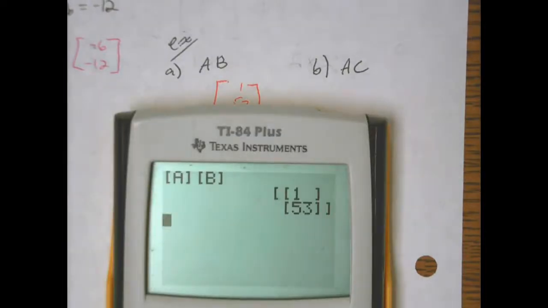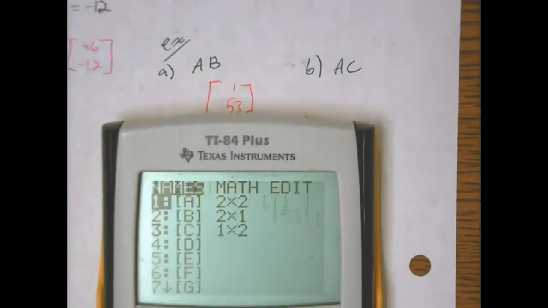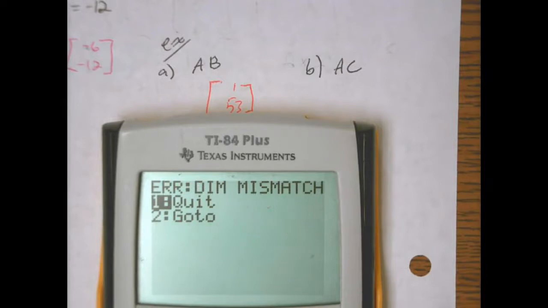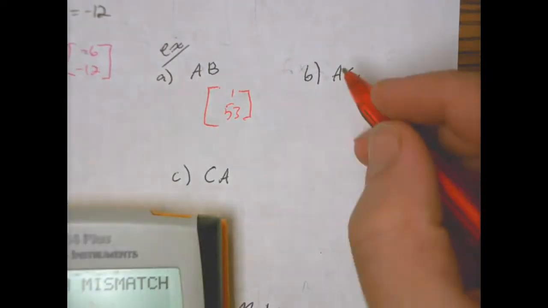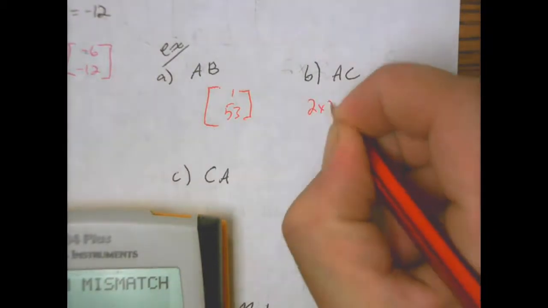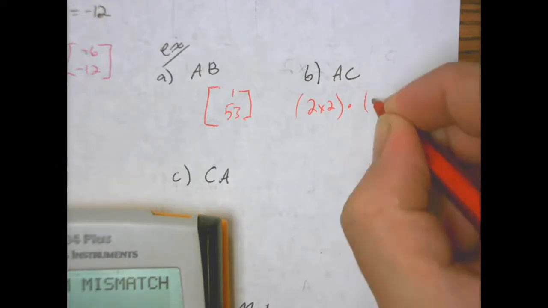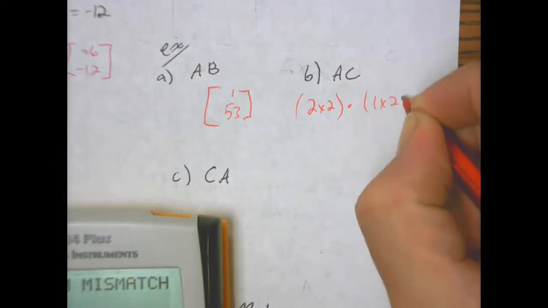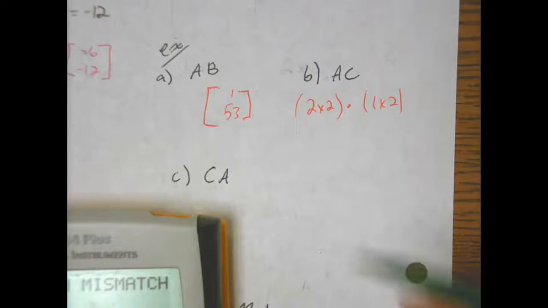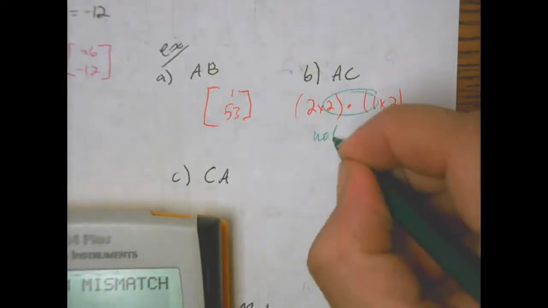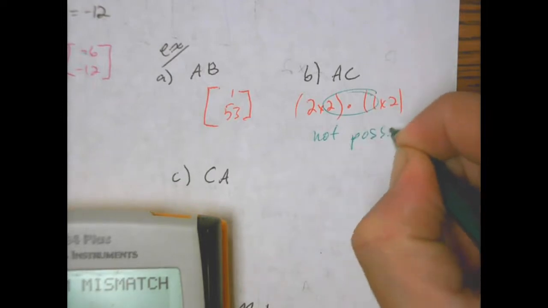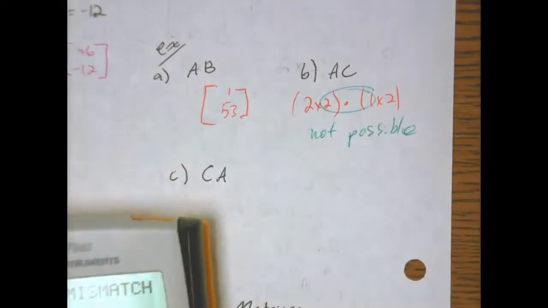It's just your calculator's way of saying that this is a matrix. All right, so again, AC, if we have matrix A, we have matrix C, dim mismatch. So all that means is that matrix A was a 2 by 2. Matrix C was a 1 by 2. Like I was telling you, these numbers are not the same. This does not work. So this is not possible. We can't multiply those two things together.